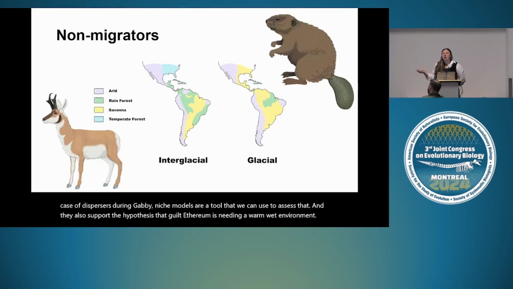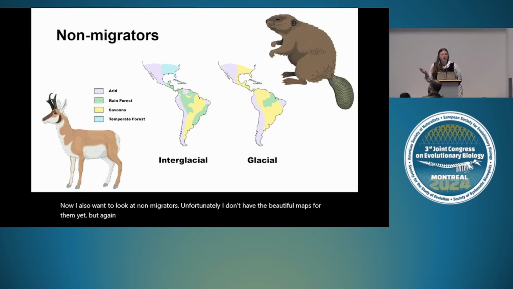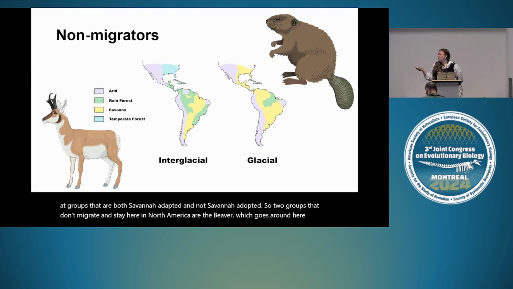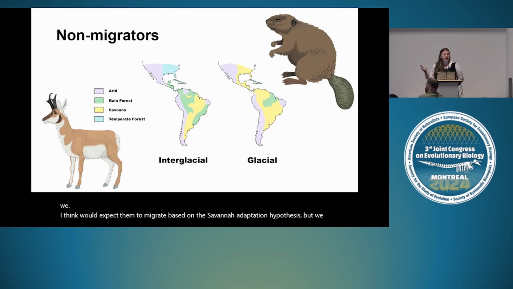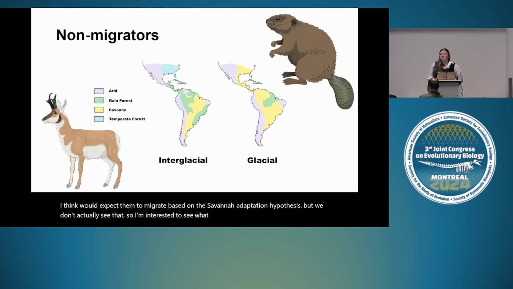Now, I also want to look at non-migrators. Unfortunately, I don't have the beautiful maps for them yet. But again, going back to that hypothesis of savanna expansion, I wanted to look at groups that are both savanna adapted and not savanna adapted. Two groups that don't migrate and stay here in North America are the beaver, which goes around here as its lowest point, and then the pronghorn, which gets further into Central America as its lowest point. I'm particularly interested in the pronghorn because I would expect them to migrate based on the savanna adaptation hypothesis, but we don't actually see that. So I'm interested to see what the models there will say.